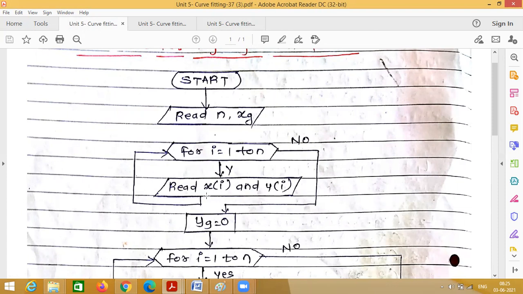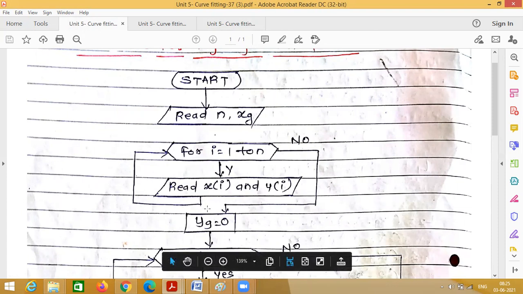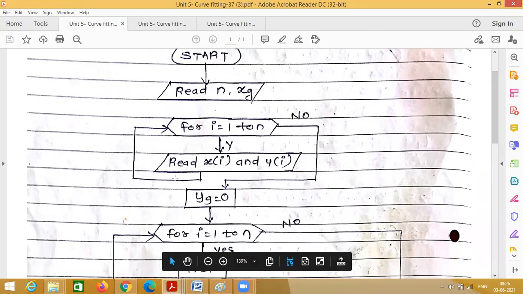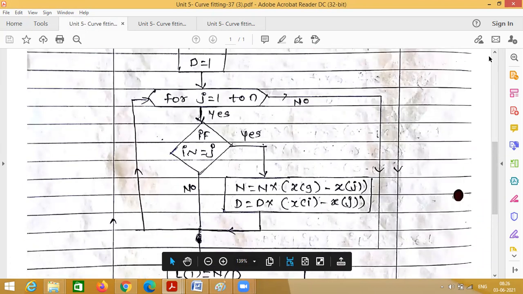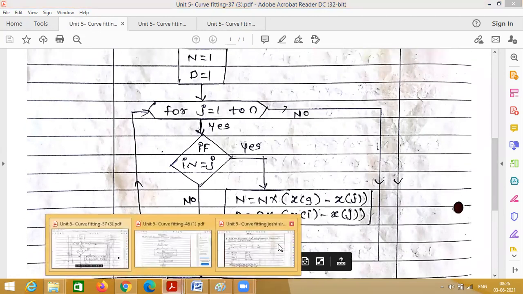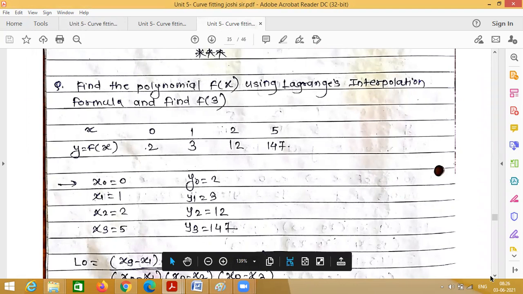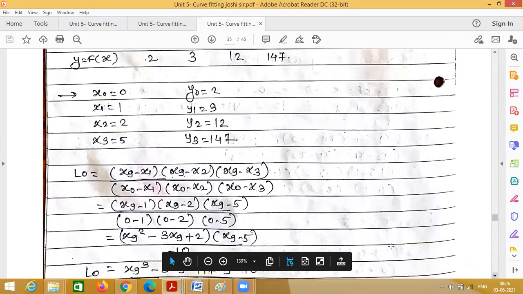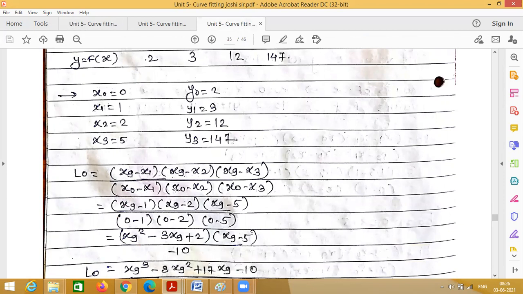Now we need to find the value of y when x is equal to 3. Let's assume the notation for that value of y is yg. Initially we are taking yg is equal to 0. Next step, we need to represent this Lagrangian equation, the equation for the coefficient. Suppose we take L0 as xg minus x1, xg minus x2, xg minus x3, divided by x0 minus x1, x0 minus x2, x0 minus x3. This equation we need to write in the form of code.